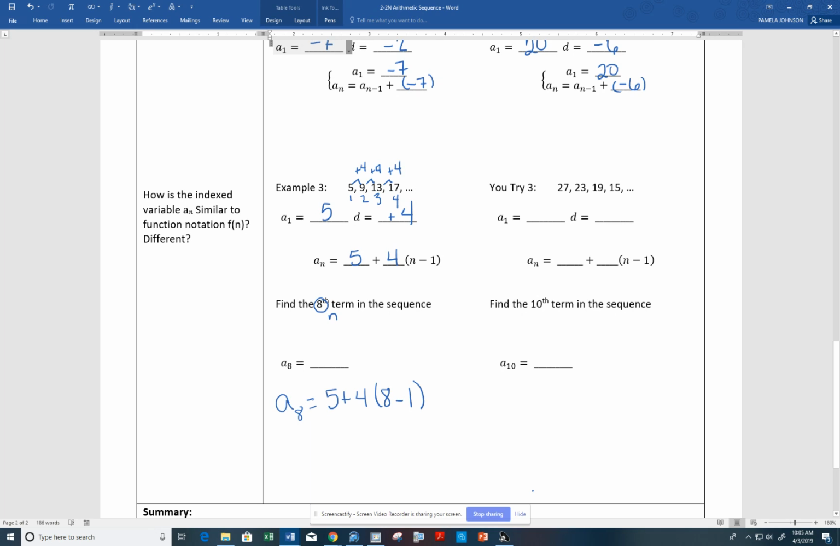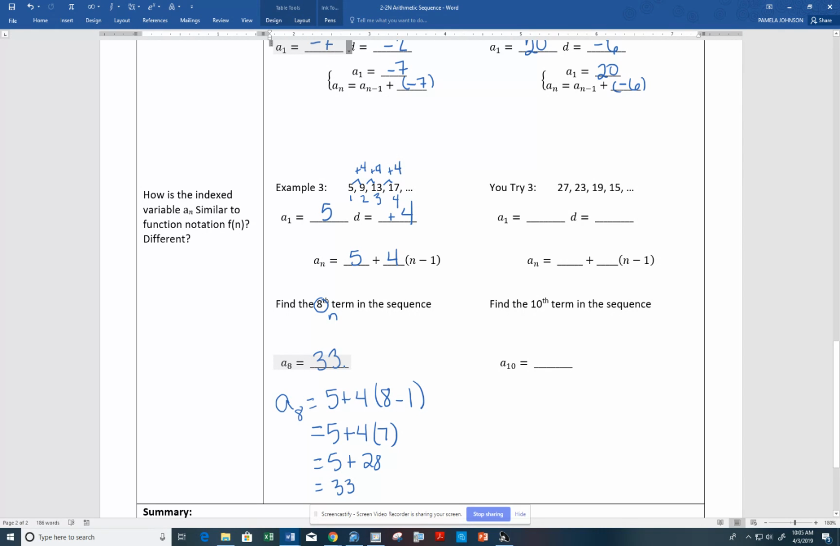Okay. Now this is something you could type in your calculator. You could simplify it. This is fairly easy math. You don't have to do a whole lot of solving. You're just simplifying, using PEMDAS, using our order of operations. So 4 times 7 is 28. And 28 plus 5 is 33. So our 8th term is 33.